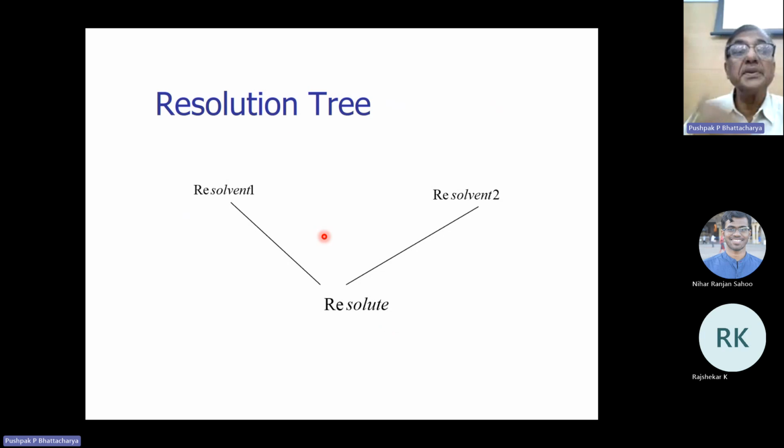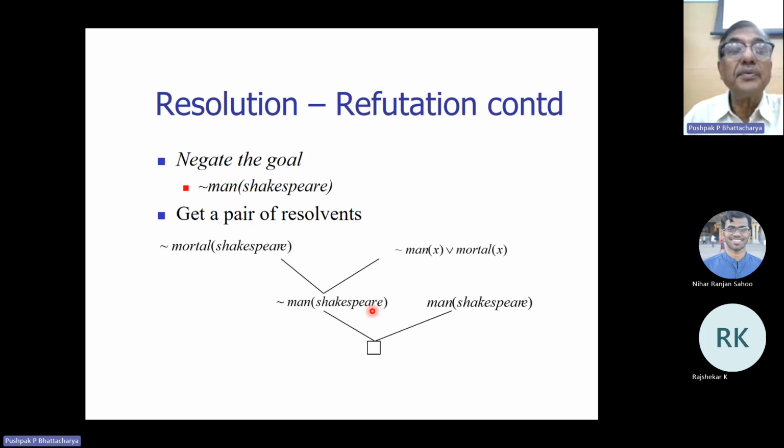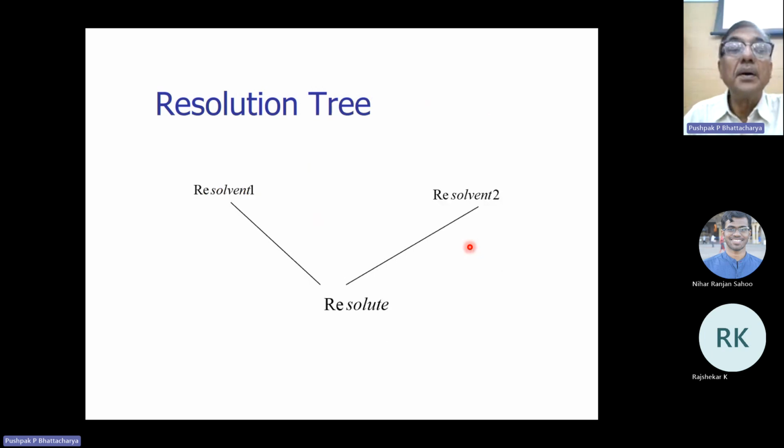So resolution tree consists of this kind of subtrees where we have the resolvent 1 and resolvent 2 giving rise to the resolute. Okay, so if we have not mortal Shakespeare and not man(X) or mortal(X) giving rise to not man Shakespeare, then not man Shakespeare is the resolute. This is resolvent 1 and this is resolvent 2.